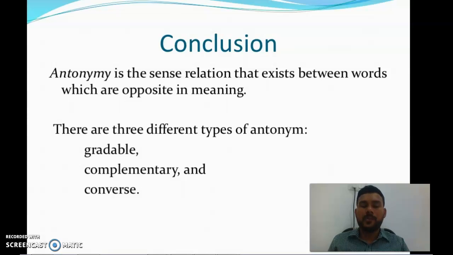Guys, I hope you have understood the utility of antonyms. Now I request everyone to do some exercises on it. The exercises will be sent to your emails or on a social media platform for you to complete.